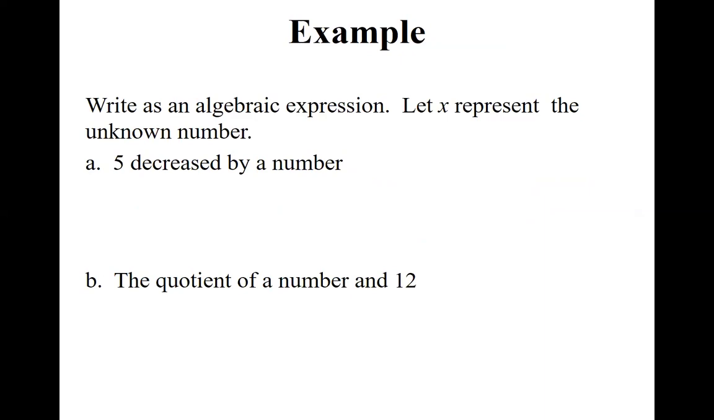So some examples. We want to write as an algebraic expression, and we want to let x represent the unknown number. So 5 decreased by a number, the order is going to matter. If we are taking 5 and we are decreasing it by a number, we are subtracting from that number. So 5 minus x. X minus 5 would not be correct because that would be a number decreased by 5. Two different things.